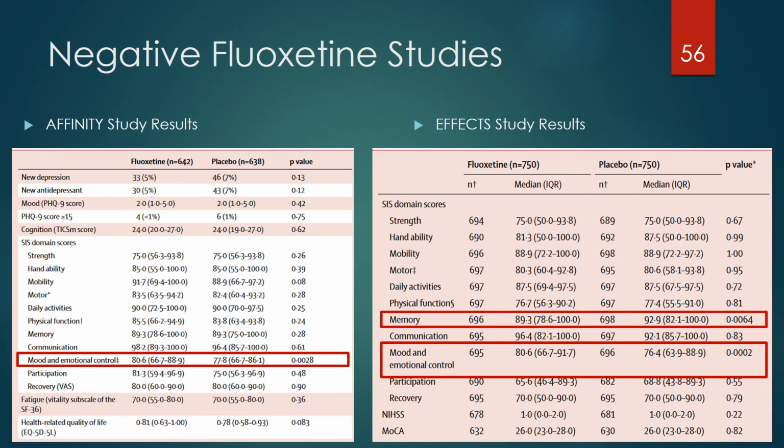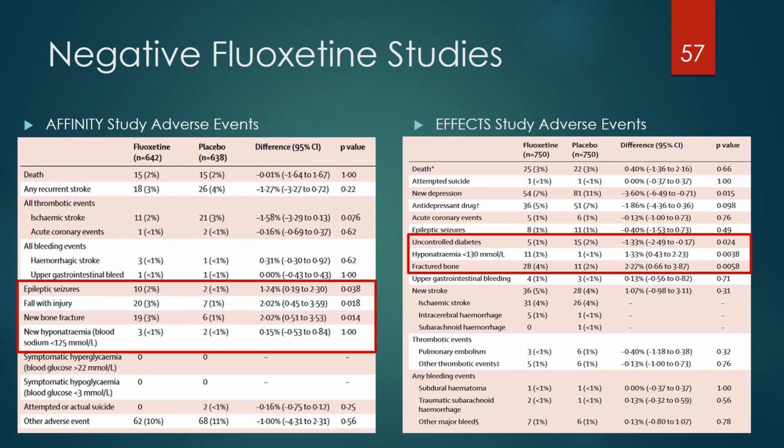As far as some of the other results, as you can see, there was no real change in anything except for mood and emotional control was better in the fluoxetine group, which you would hope to see. So in both of them, mood and emotional control was better with fluoxetine. The big change was the side effects. These are things that we haven't seen a lot with, but they noted in their trials that were statistically significant. Epileptic seizures were higher in the fluoxetine group.